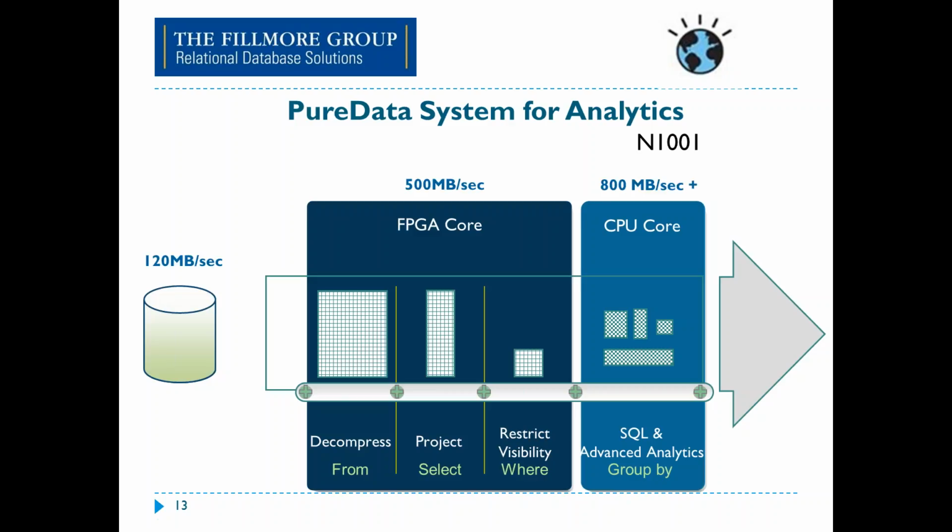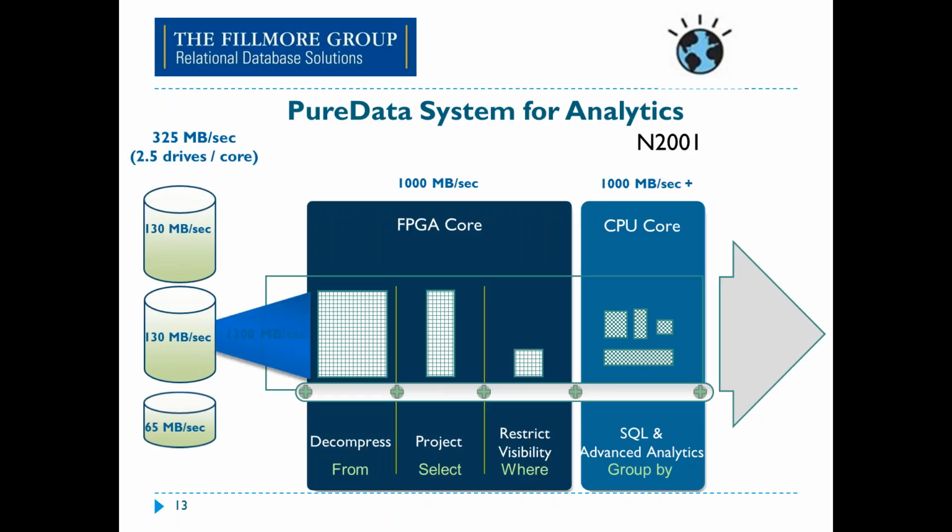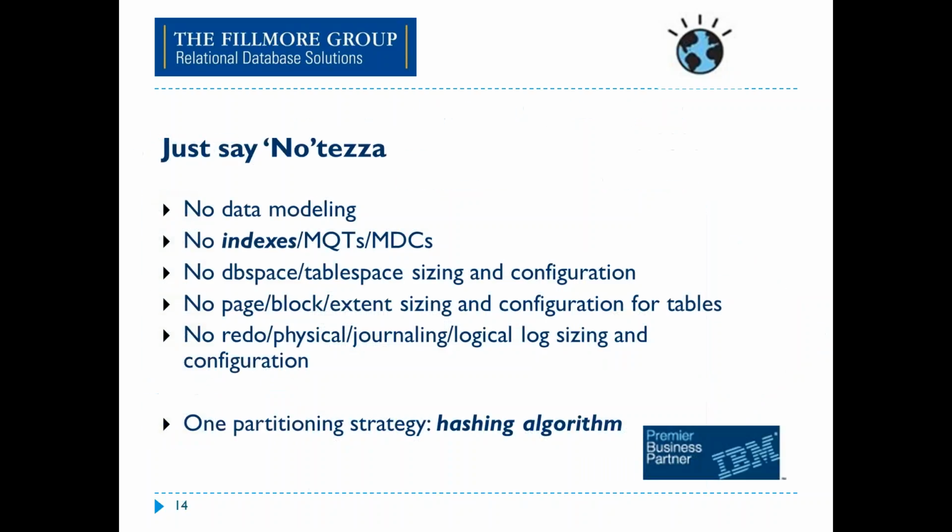So we can see here, I said 130, 120 megabytes per second for the N1000. The N2000, which is the Striper version of the database, we could scan as much as 325 megabytes per second by reading from multiple disks simultaneously into the FPGA core.